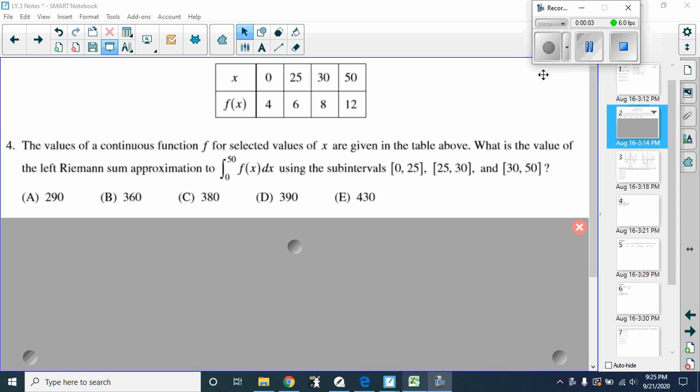Hey class, we got a short one today. We are going to look at a couple integration techniques as well as Riemann sums and call it a day from there. So the first one here, this is a problem right off the old AP exam.